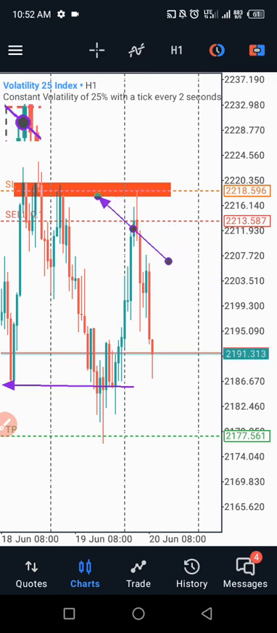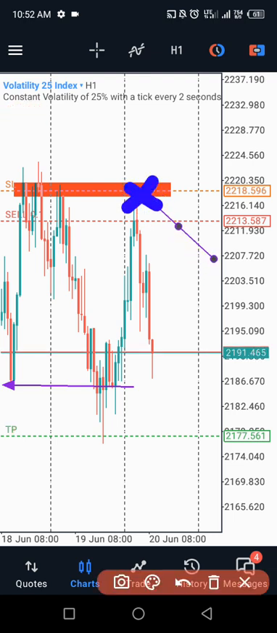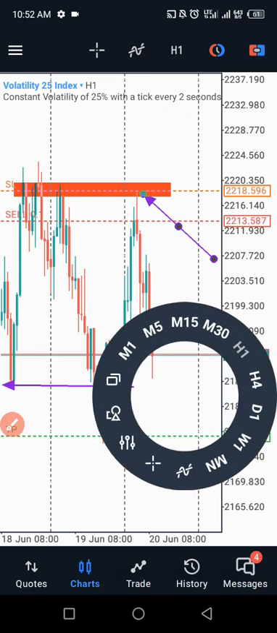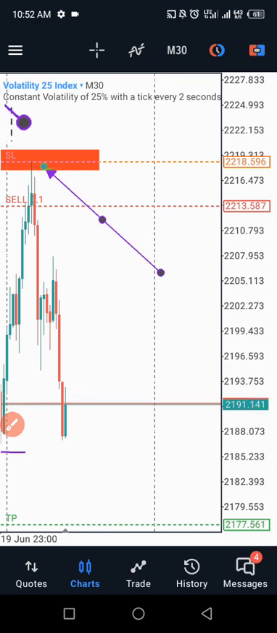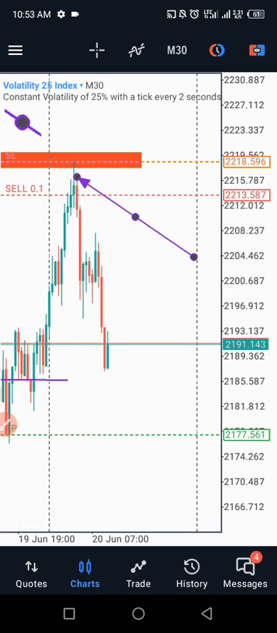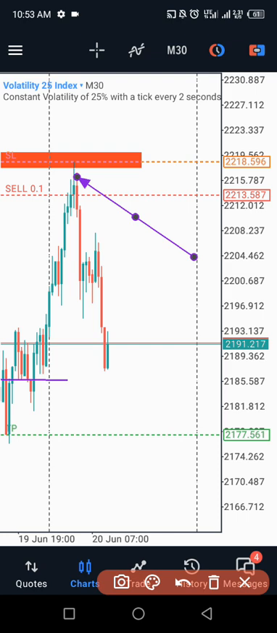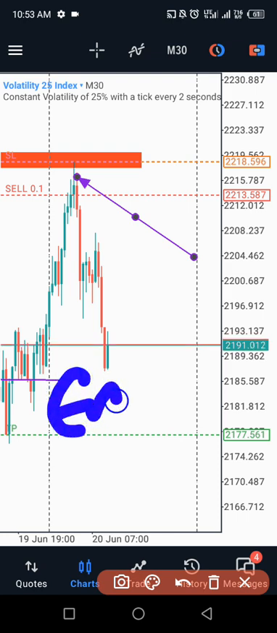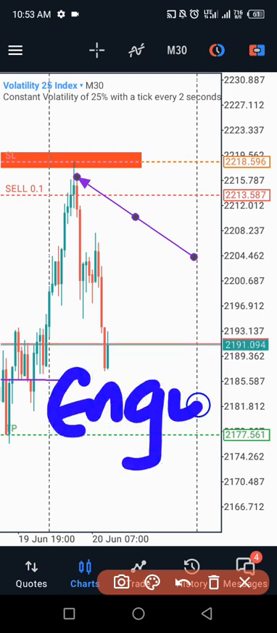Now the reason why we didn't take the sell at this particular level is because we needed to wait for extra confirmation. Okay, because price can actually get to this particular level here and then start buying upward. So what we did was to go to the 30 minutes time frame. On the 30 minutes time frame, remember we talked about our engulfing candlestick pattern.